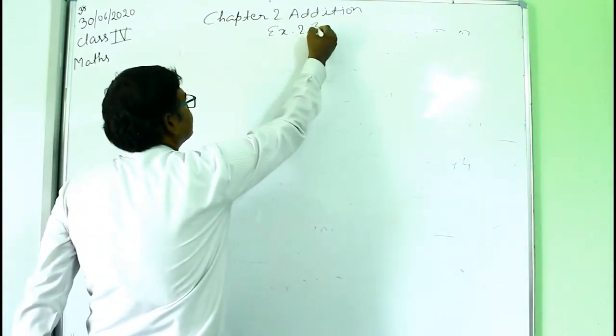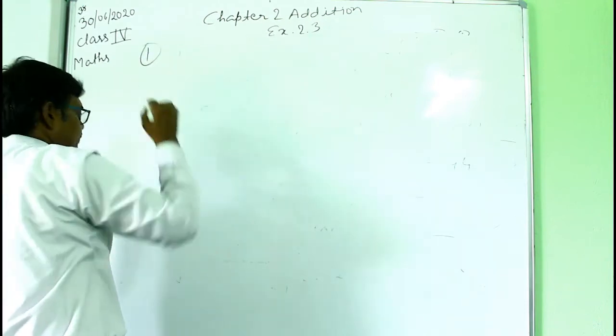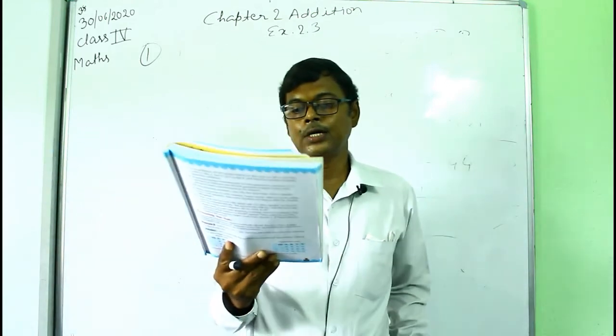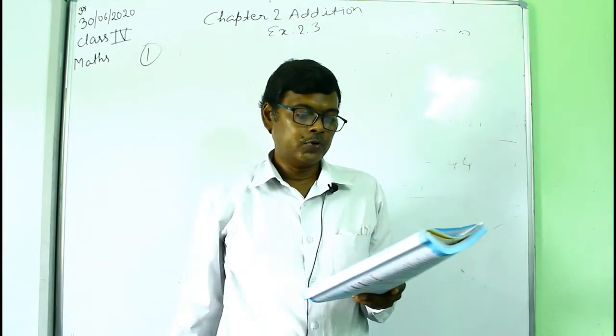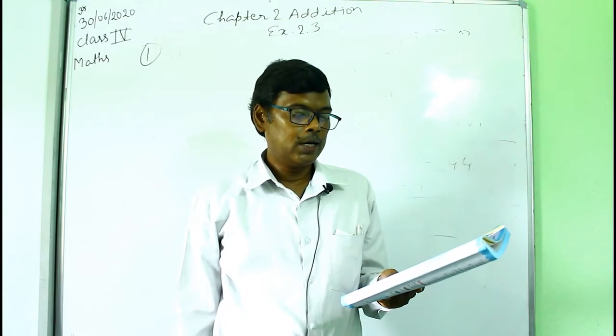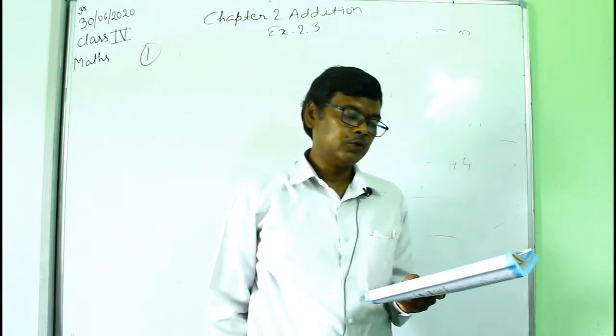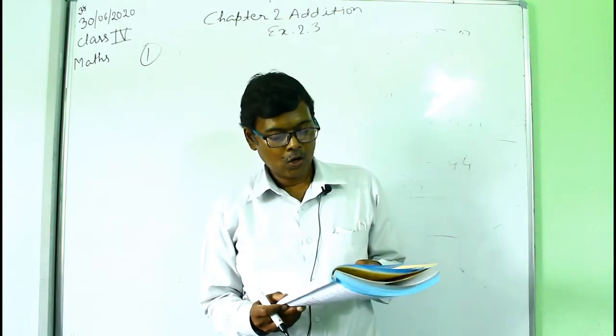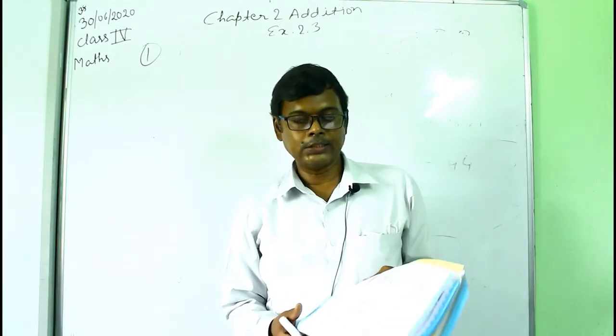Exercise 1.3, and then question number 1. In an entrance examination, 4,159 girls and 3,298 boys appeared. How many students did appear for the examination?